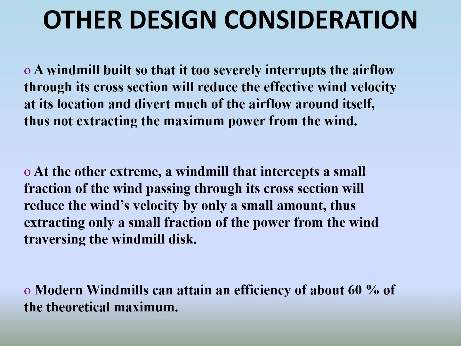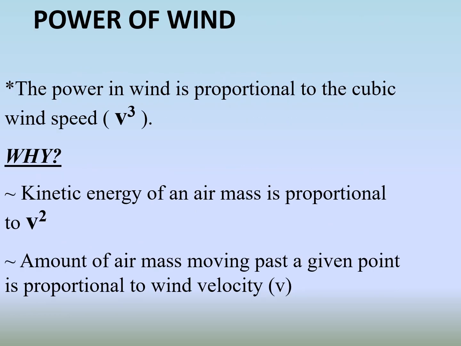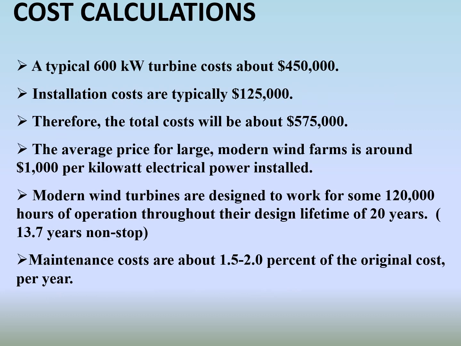Modern windmills can attain an efficiency of about 60% of the theoretical maximum power of wind. The power in wind is proportional to the cube of the wind speed, v cubed. Why? The kinetic energy of an air mass is proportional to v squared, and the amount of air mass moving past a given point is proportional to wind velocity v.